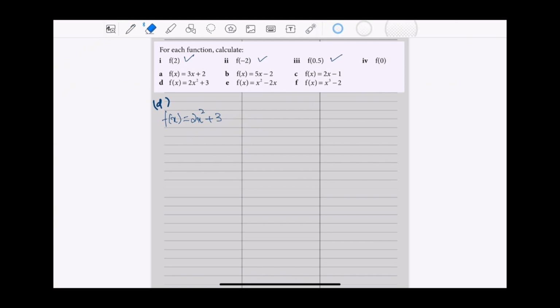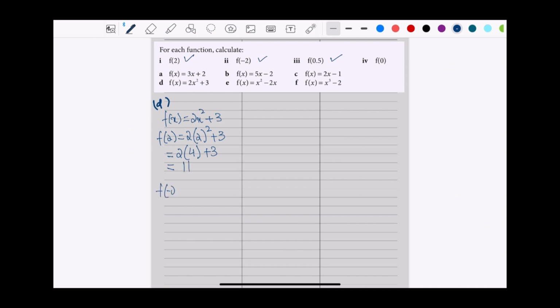So if I write f of 2 here, 2 times, instead of x I replace it with 2, squared, plus 3. This is going to give you 2 times 2 squared, which is 4, plus 3, which gives you 4 times 2 is 8 plus 3, 11.